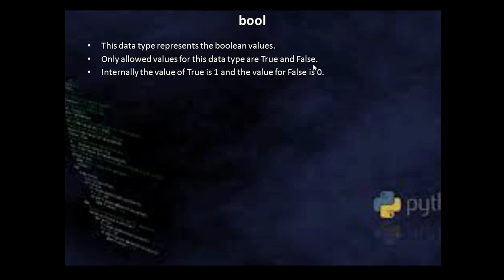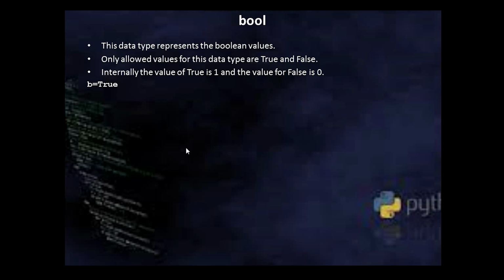Internally, True is 1 and False is 0. Therefore, you can perform any arithmetic operation on Booleans too. Like True plus True will give 2. True minus True will give 0. You can multiply True into False, which is legal. But those who are familiar with Java, which is a very strictly typed language, there such operations are not supported.